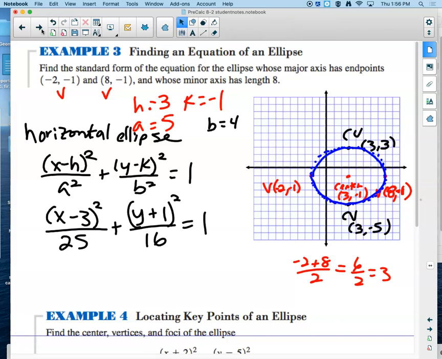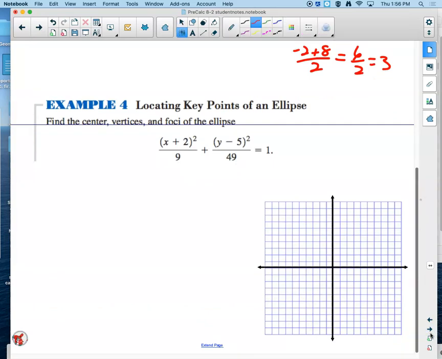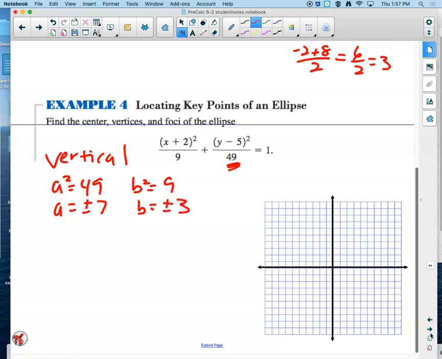So we've written it and we graphed it. Example 4 says, let's figure out locating the key points of an ellipse. Find the center, the vertices, and the foci of the ellipse. One of the things that I notice is a squared is underneath the y, so this is going to be a vertical ellipse. And since a squared is 49, a is going to be plus or minus 7. Might as well do the same thing with my b value right now and get plus or minus 3.